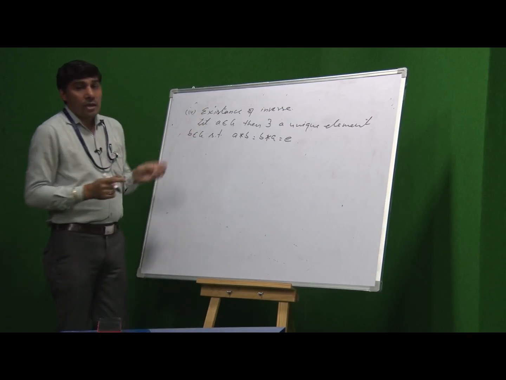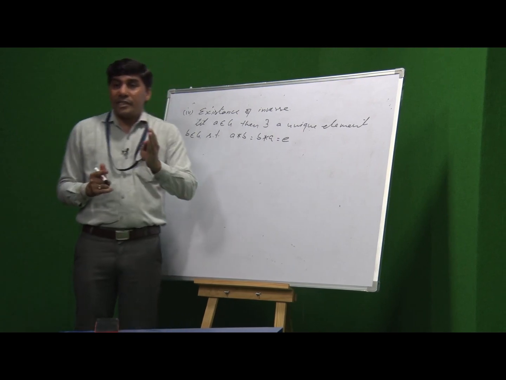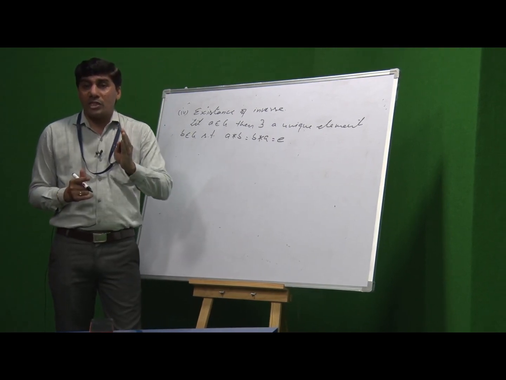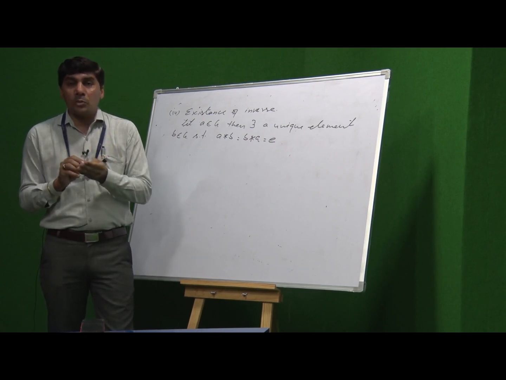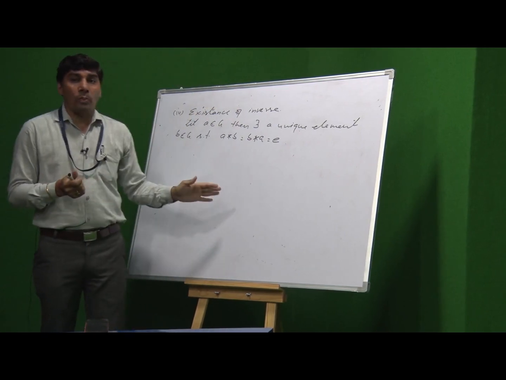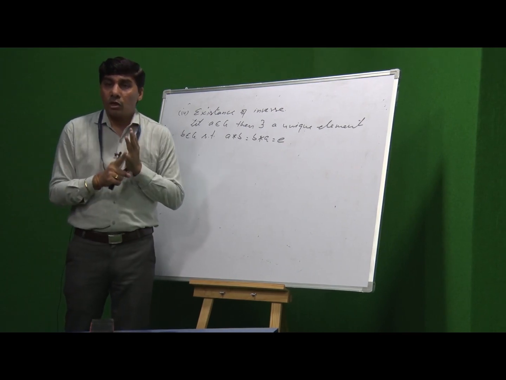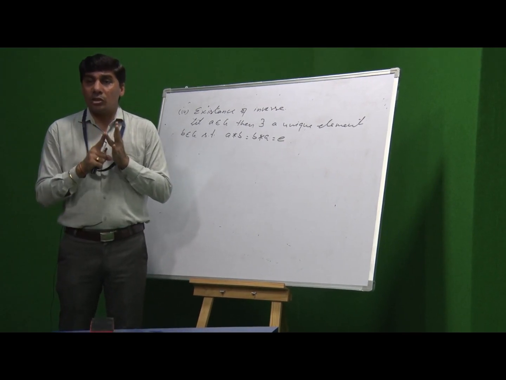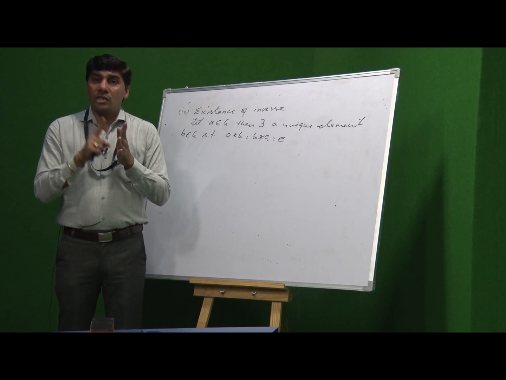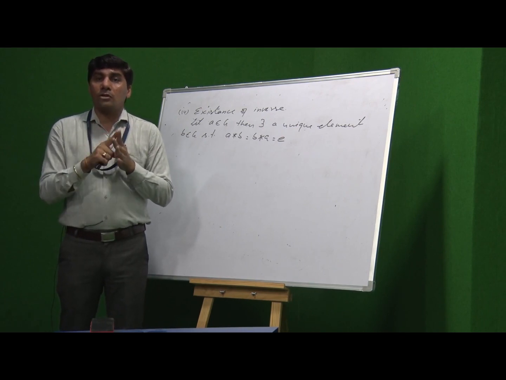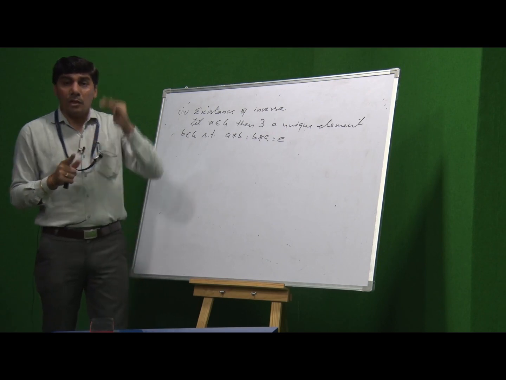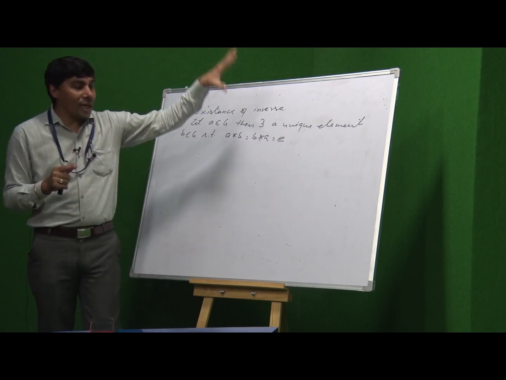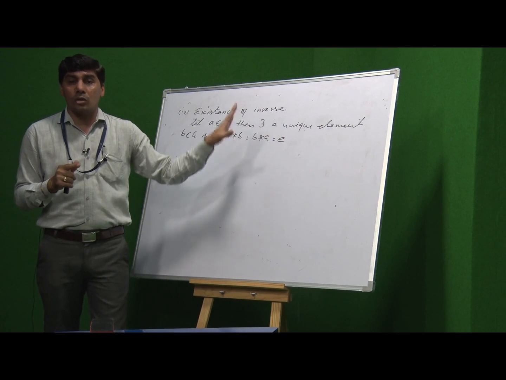That means a non-empty set with binary operation star is said to be a group if it satisfies these four properties. First one, closure property; second, associative property; third, existence of identity; and fourth, existence of inverse. If the non-empty set satisfies all these properties, then it becomes a group.